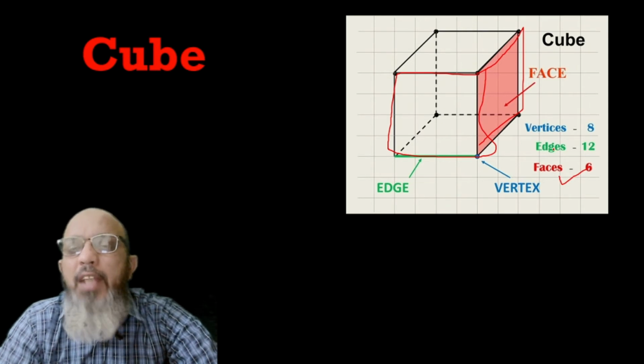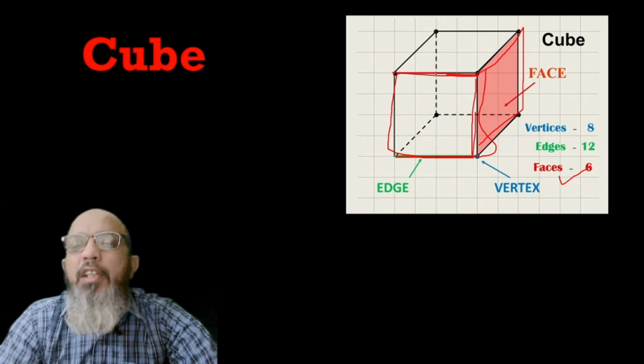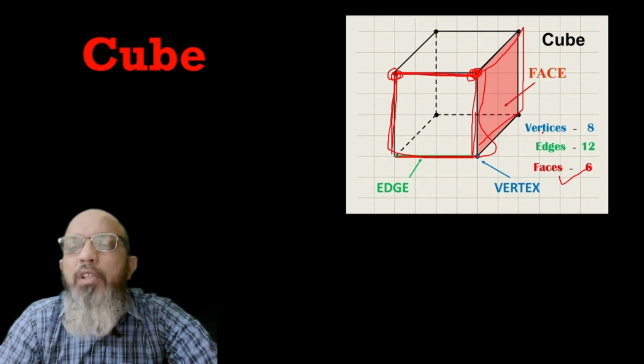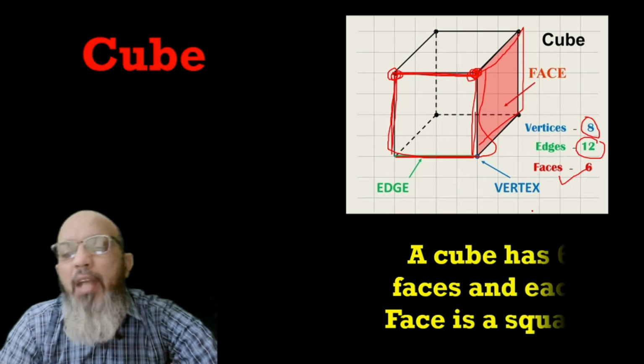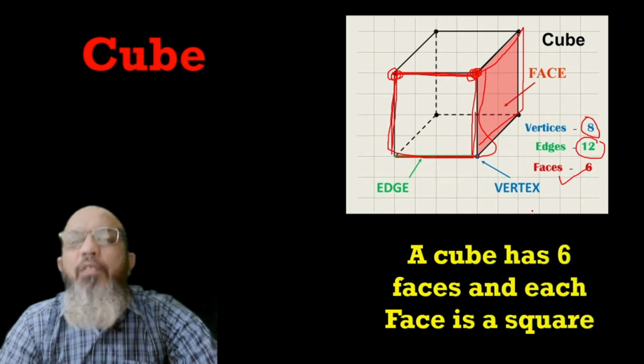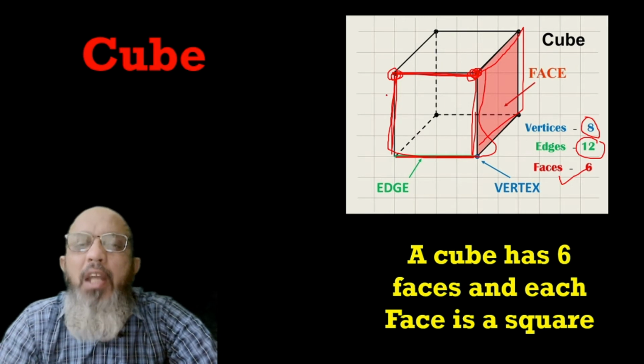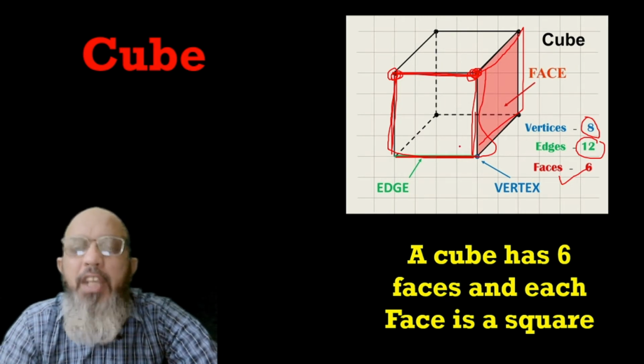And what is its edge? This is its edge. This line is its edge. This is its edge, this is its edge. Its sides are called edges. And where the edges meet at one point, that is called a vertex. How many vertices does a cube have? It has 8 vertices and 12 edges, right? So what is a cube? A cube has 6 faces and each face is a square, which means length, width and height are all of the same length.